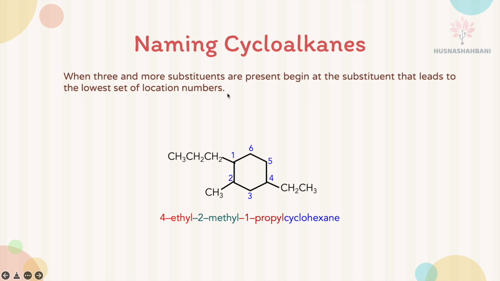When 3 or more substituents are present, begin at the substituent that leads to the lowest set of location numbers. So the lowest set of location numbers is 1, 2, 4. If we put number 1 here, 2, 3, 4, 5, 6, you'll get 1, 4, 6. We do not prefer 1, 4, 6. We prefer 1, 2, 4. So the lowest set of location numbers. And then arrange the naming of the substituents in alphabetical order: E first, then M, and then P. 4-ethyl-2-methyl-1-propylcyclohexane.